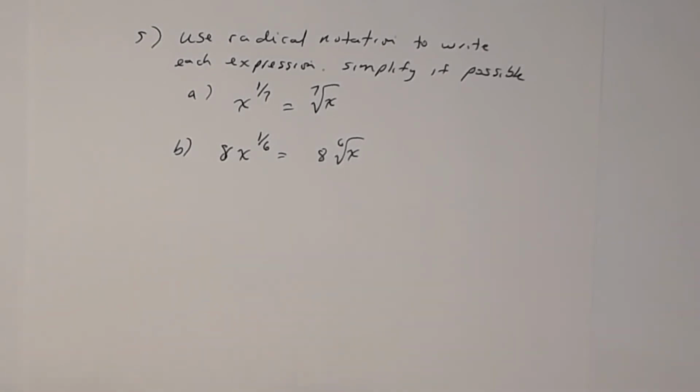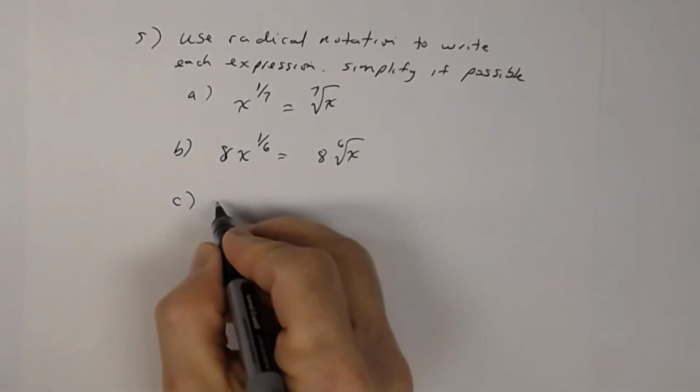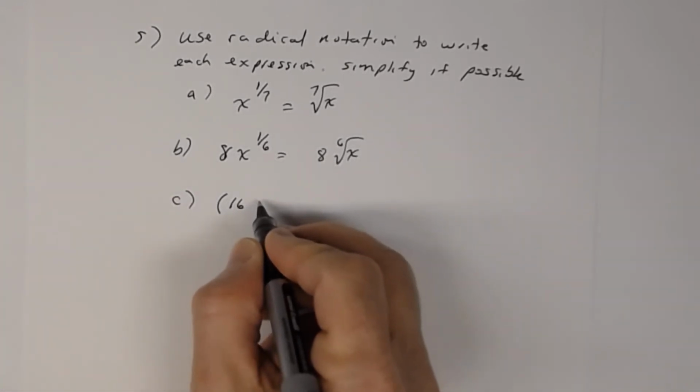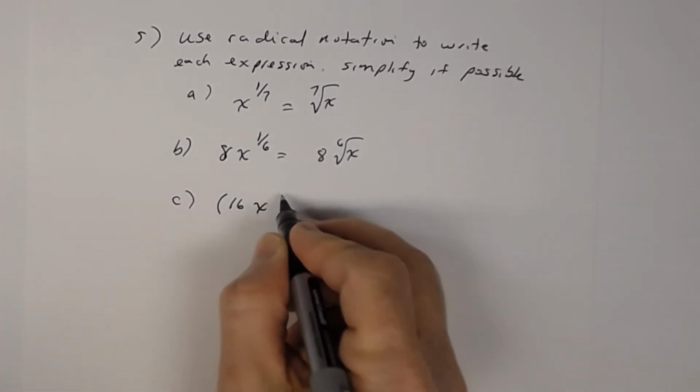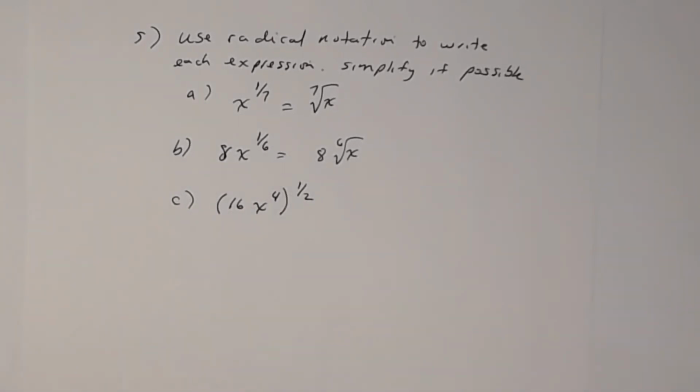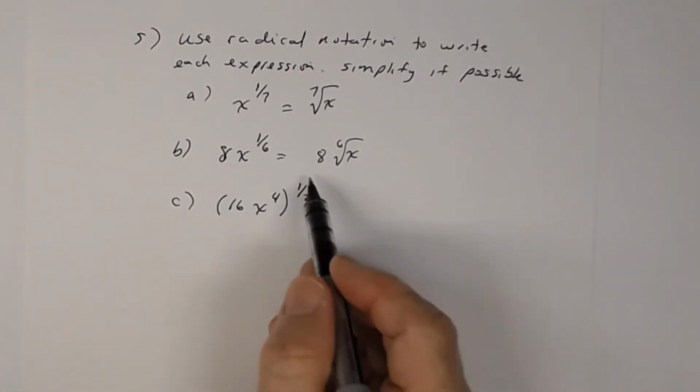All right, so let's look at C. So in C, let's do a simple one. Let's say we had 16 times x to the 4th power, raised to the 1/2 power. All right, so don't let that confuse you. Don't let that throw you off. So the way to do that is first of all, let's change this to a radical.